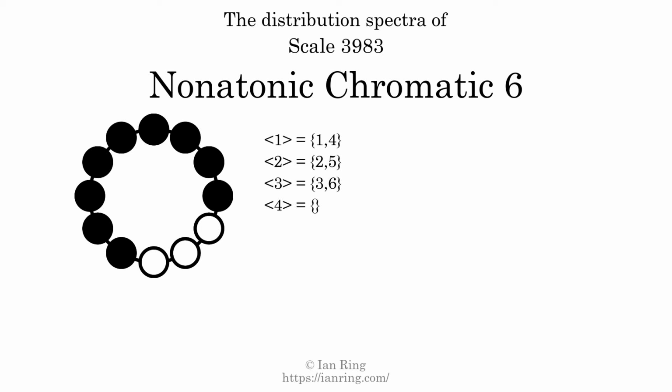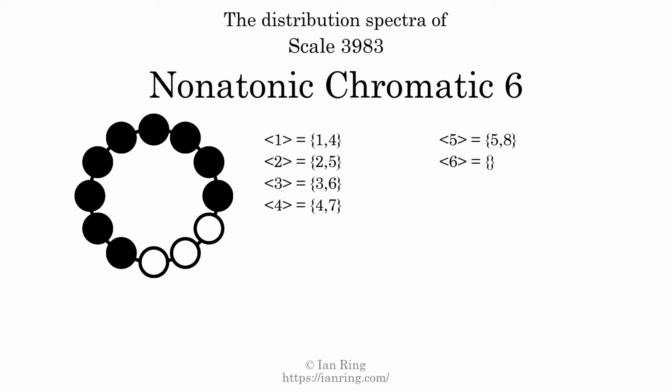The generic interval of 4 scale steps comes in 2 different specific interval sizes, 4 semitones and 7 semitones. The spectrum width of this generic interval is 3. The generic interval of 5 scale steps comes in 2 different specific interval sizes, 5 semitones and 8 semitones. The spectrum width of this generic interval is 3.